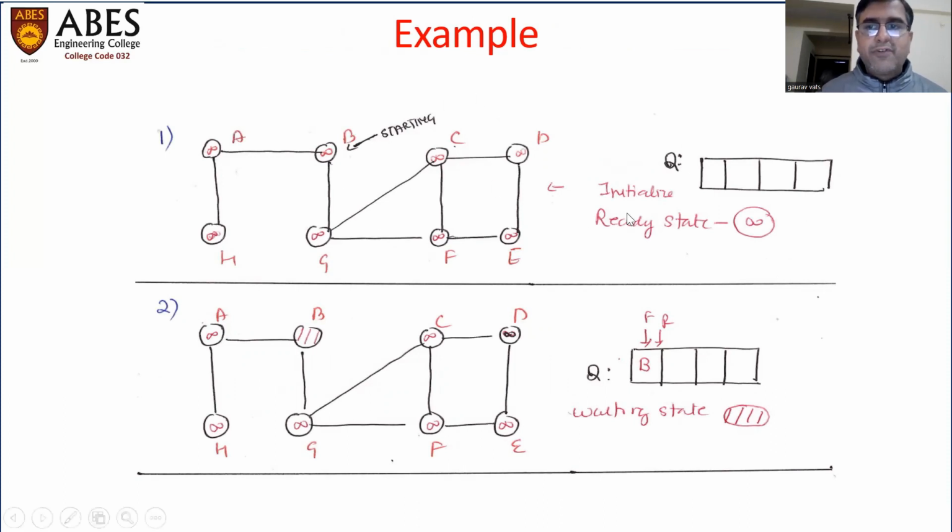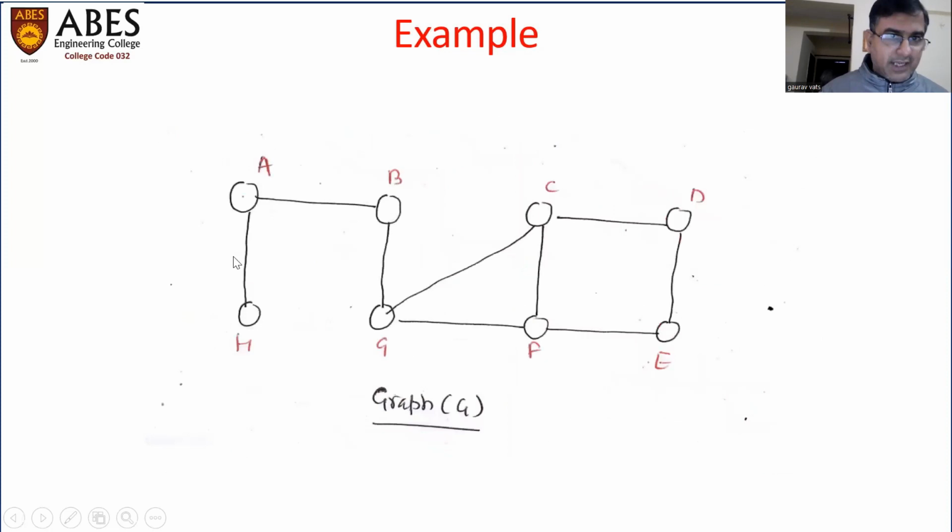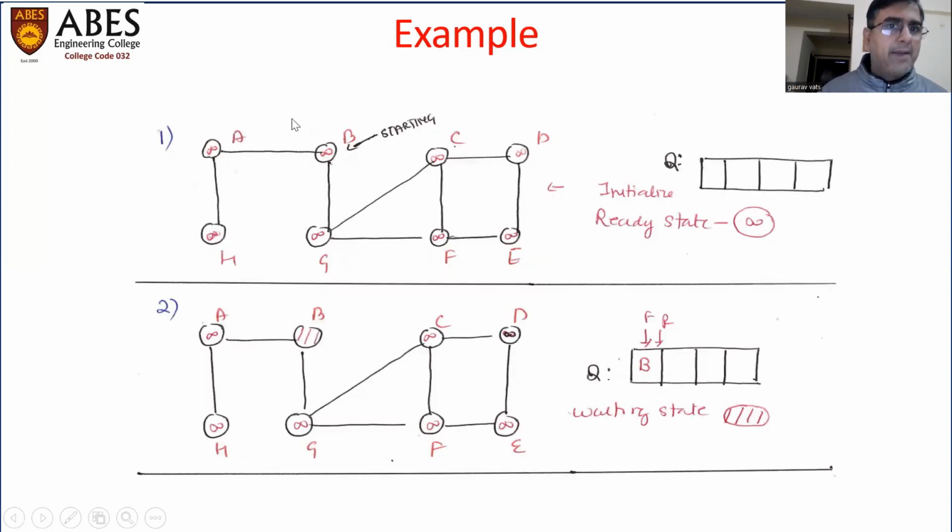This is the symbol of ready state. So I have initialized all the nodes. You can see on this example, I have initialized all the nodes. And there is a queue that I will use for traversing this particular graph. And this is the starting point of the graph, the point B. It is given initially. So this was the graph, and I am applying my BFS codes on this.